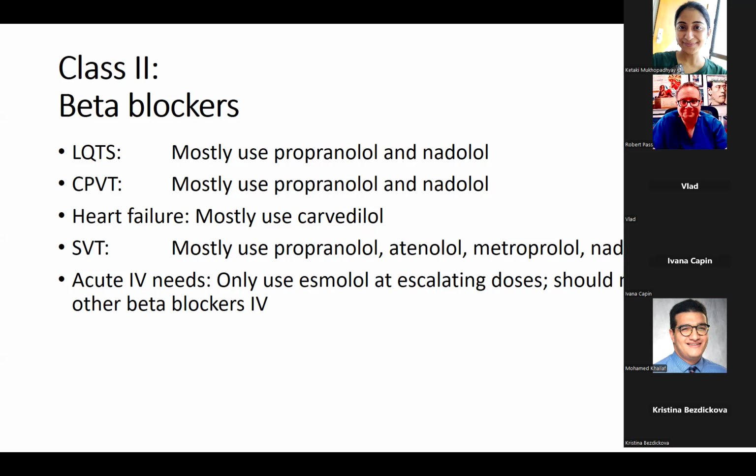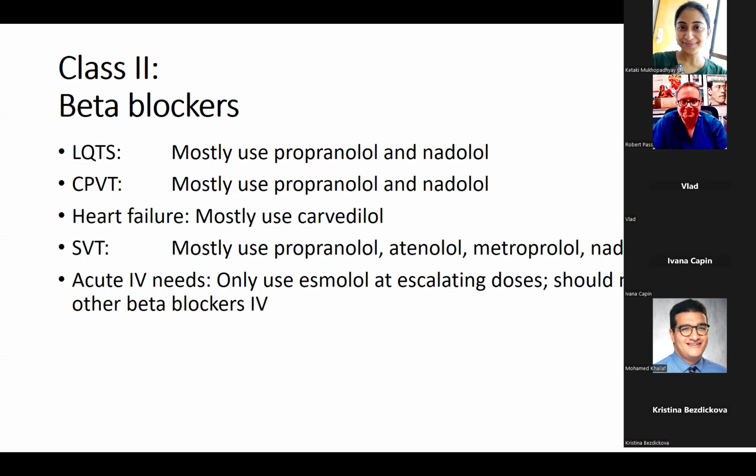For CPVT, again, we use mostly propranolol and nadolol. And there's quite a bit of evidence that for both CPVT and long QT syndrome, propranolol and nadolol are highly effective at reducing the risk for sudden cardiac arrest and sudden cardiac death from torsade and ventricular fibrillation.